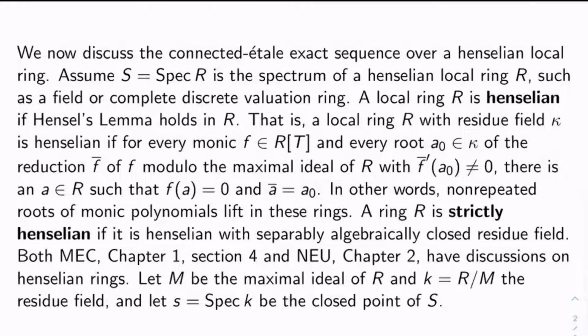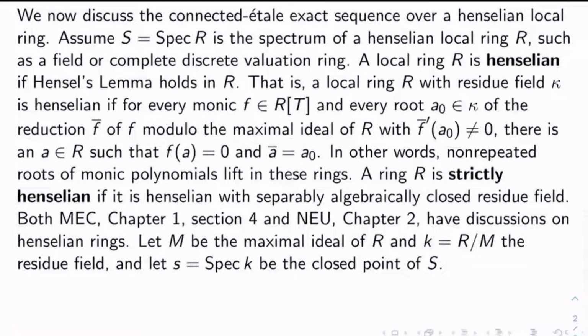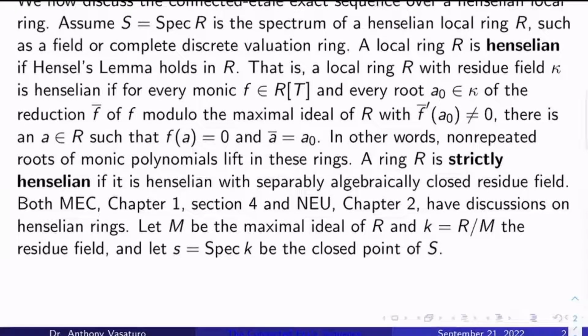Well, a local ring R is called Henselian if Hensel's lemma holds in R, essentially. Hensel's lemma from algebraic number theory. That is, a local ring R with residue field kappa, let's say, is Henselian if for every monic polynomial f in R adjoin T and every root A naught in kappa of the reduction f bar of f mod the maximal ideal of R, such that essentially the root isn't repeated, so such that f bar prime of A naught is not 0, where f bar prime is the formal derivative of f bar, there is an A in R such that f of A is 0.